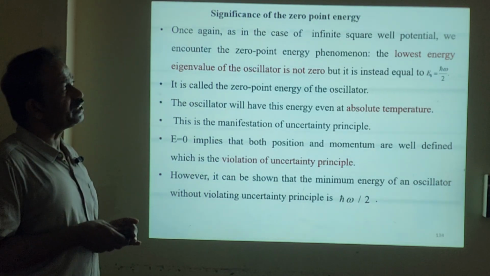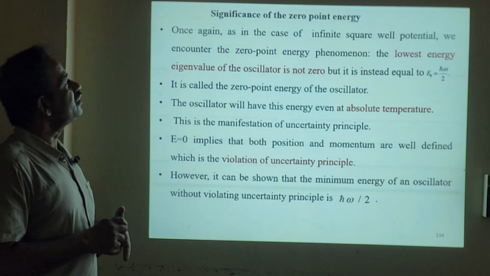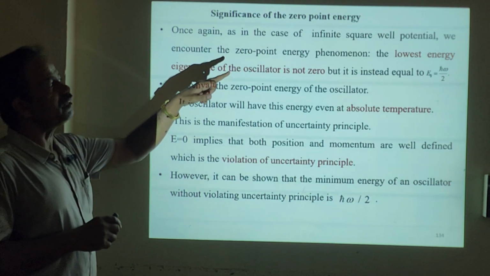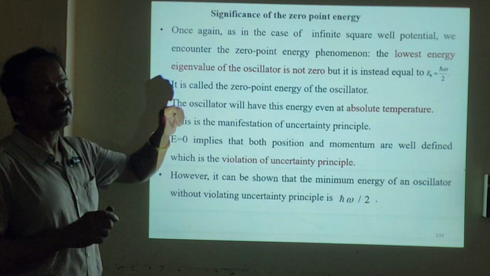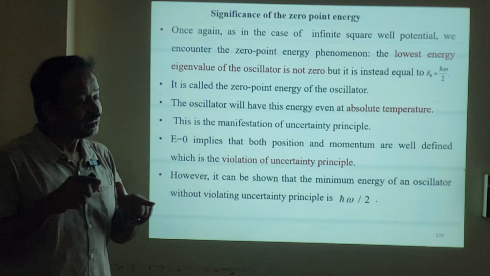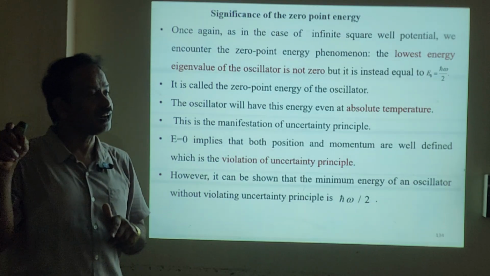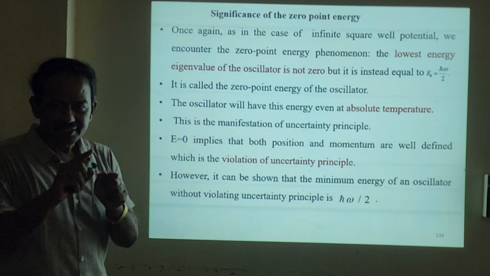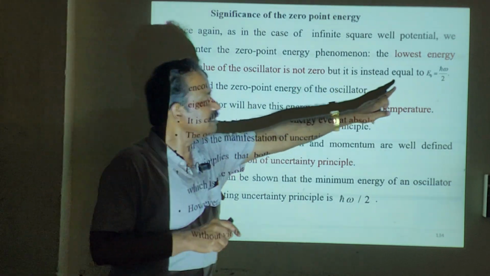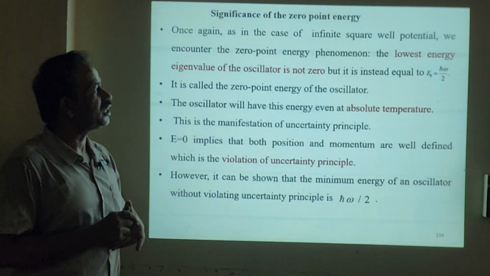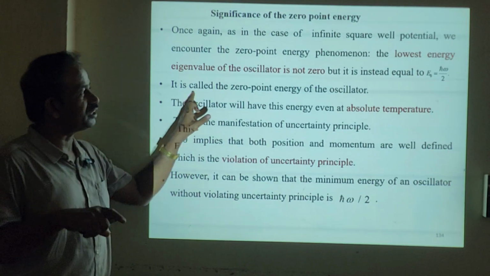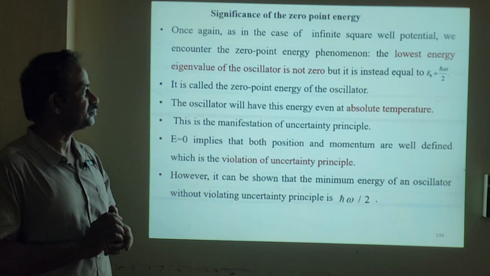In the case of the infinite square potential, we already studied the zero point energy phenomenon. The lowest energy eigenvalue of the oscillator is not 0. Here, En equals (n plus half) h bar omega. For n equals 0, the answer is E0 equals h bar omega by 2. This energy is known as the zero point energy of the oscillator.